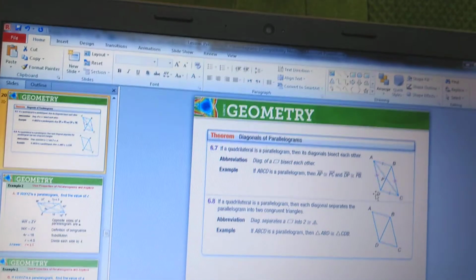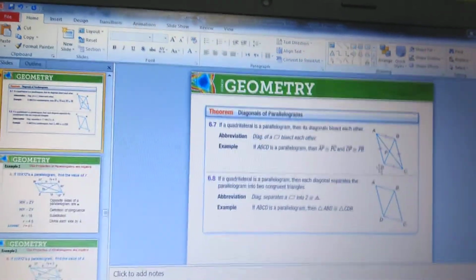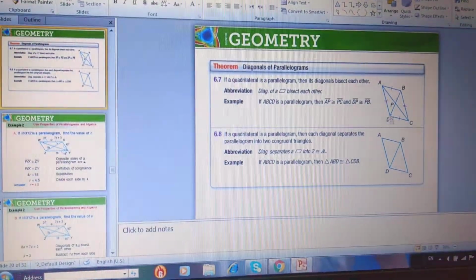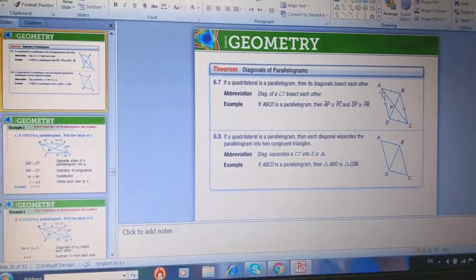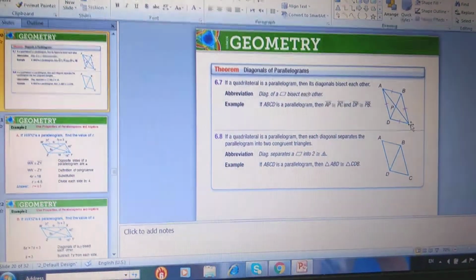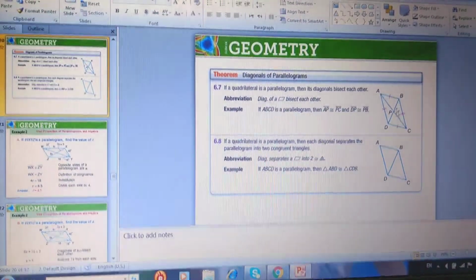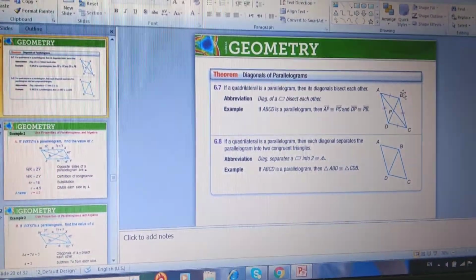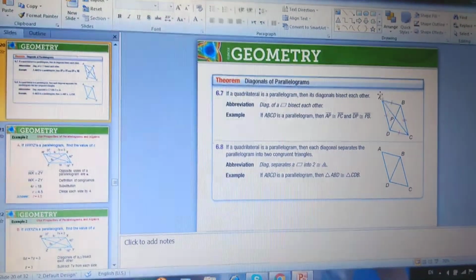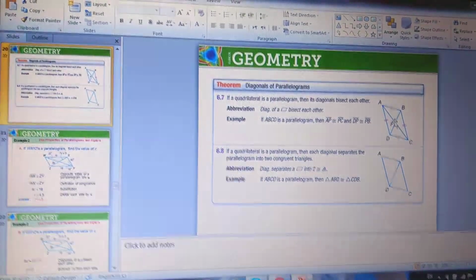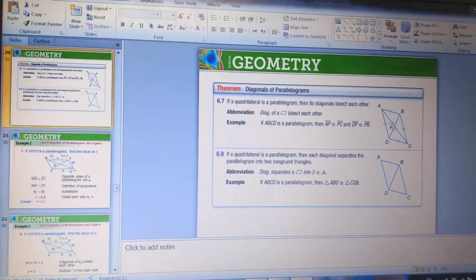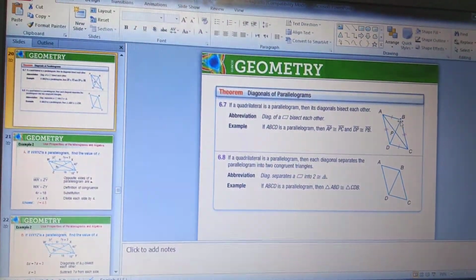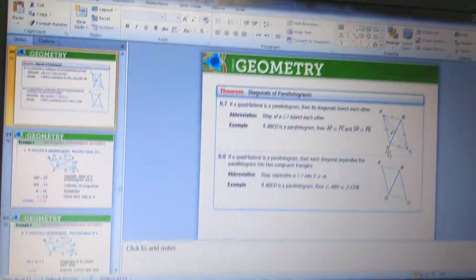What's the meaning of bisecting each other? This means each diagonal intersects the second diagonal in the middle. This means PA equals PC and PB equals PD. This is the meaning of bisecting each other. Each diagonal intersects the other diagonal in the middle like this. Again, PA and PC are equal. PB and PD are equal.